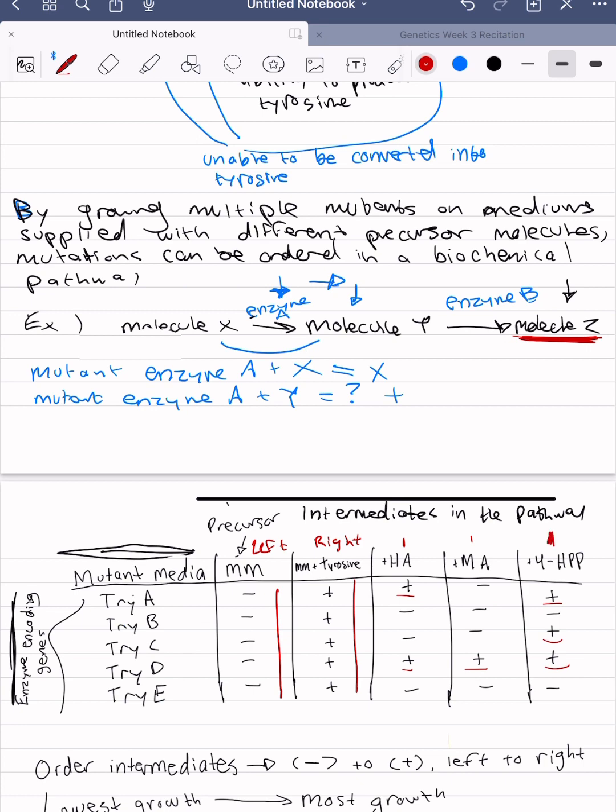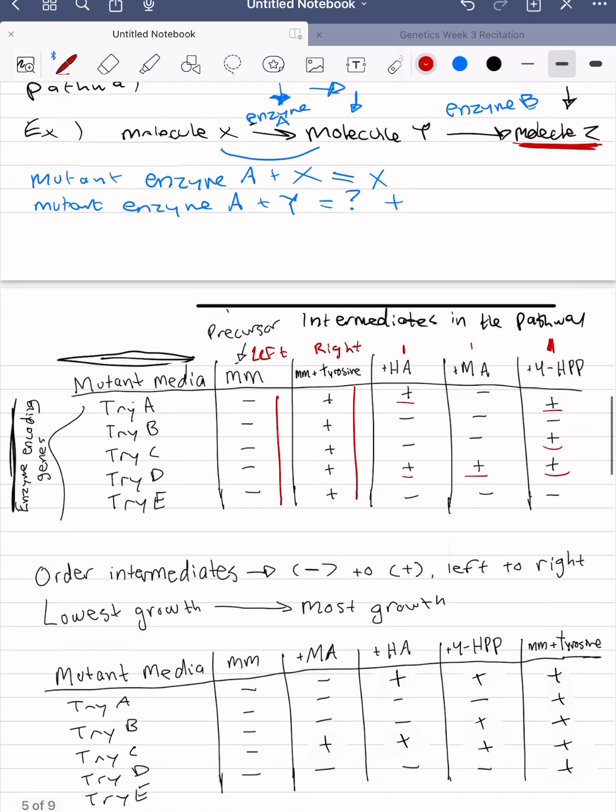other intermediates. So if we were to do that, we would find that we have minimal media, MA, HA, HPP, and tyrosine, with tyrosine being the final product because it revives or recovers all the mutants. And to recover a mutant is essentially to allow growth for.